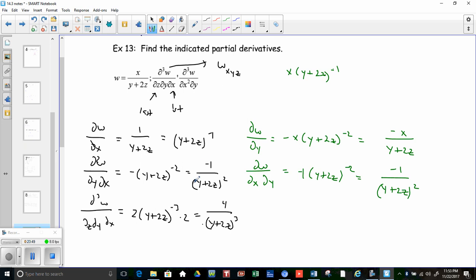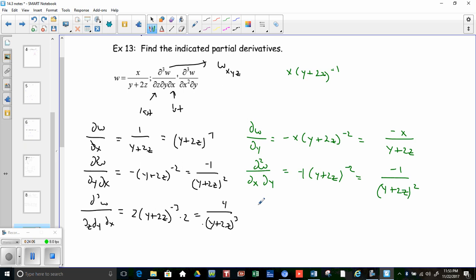This is the same as this, because this is Clairaut's theorem, saying that I took the partial of w with respect to y then x. Here I took it with respect to x then y. And again, I forgot my little squared notation because it's the second derivative. So these two things actually make sense if they're equal.